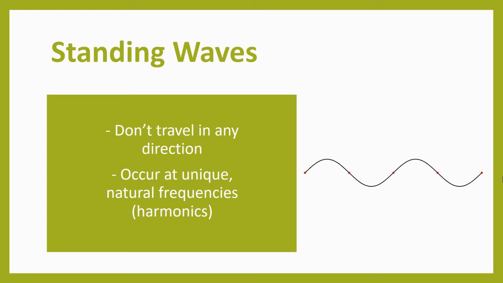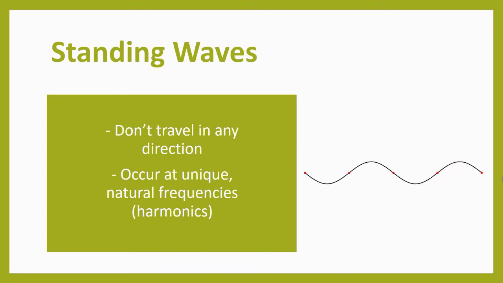But what is really happening is you do have waves that are identical that are moving towards each other and interfering. The result of that interference is what we call a standing wave. So it looks like the waves are kind of flipping crest to trough, but in reality, we really do have waves that are interfering. And standing waves occur at unique natural frequencies. We also call that a harmonic. So natural frequency and harmonic, those are synonyms.